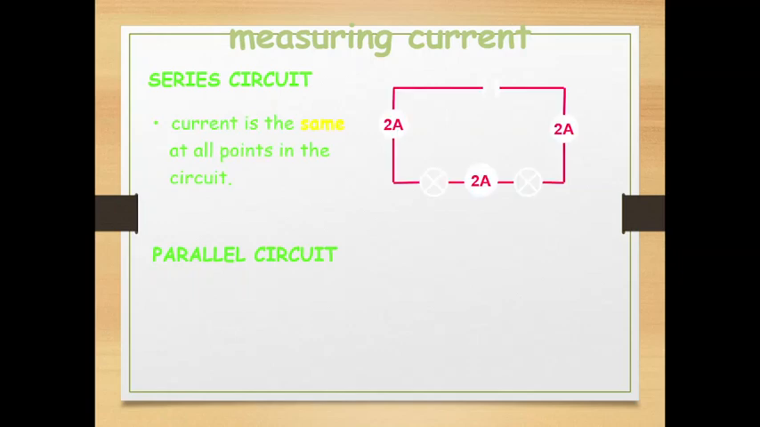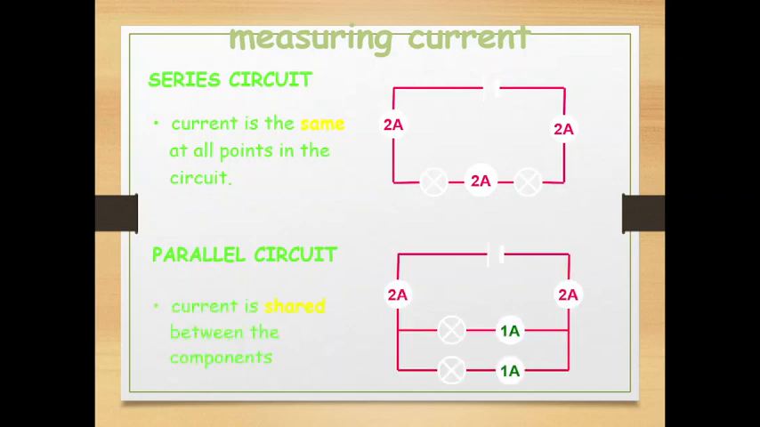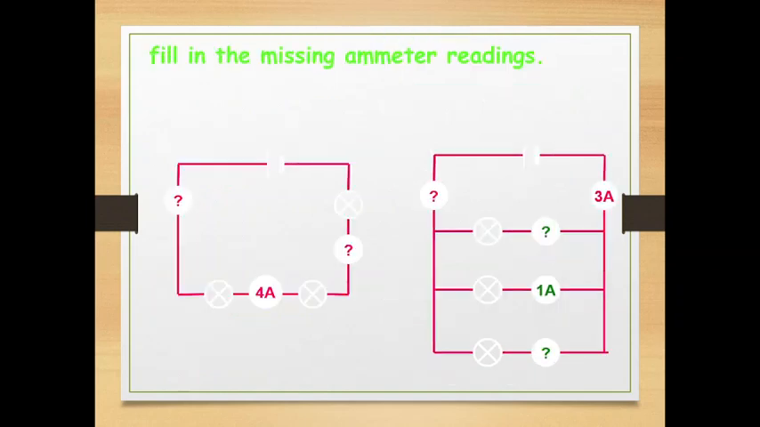This is our series circuit. Current is the same at all points in the circuit, and in our parallel circuit current is shared between the components, as you can see in the first and in the second picture. Fill in the missing ammeter readings. It's also really simple to understand. Here we have 4, in the second picture we have 3 and 1.